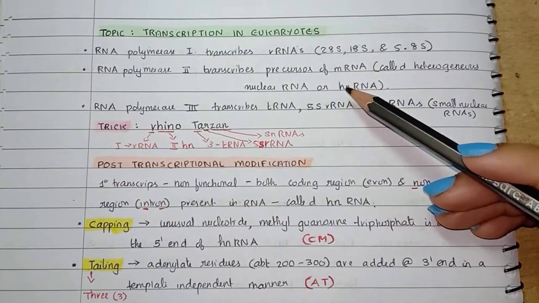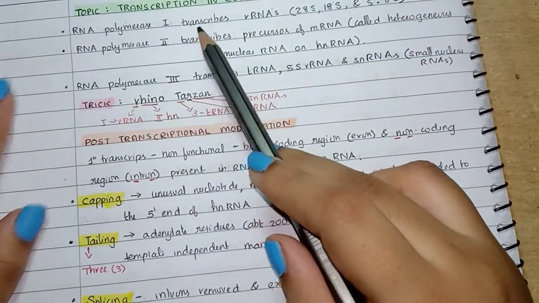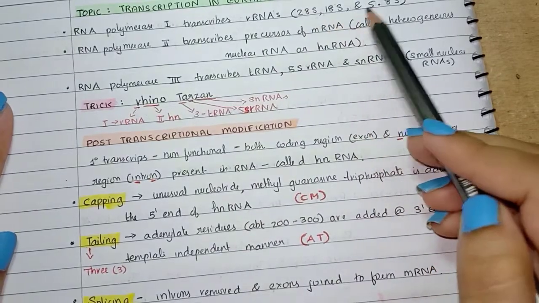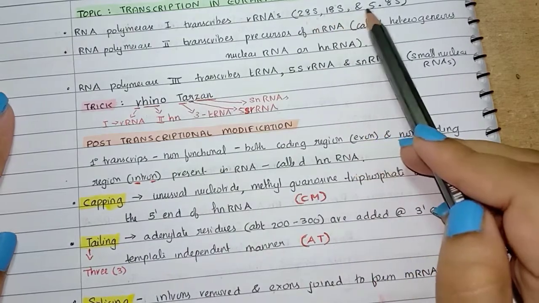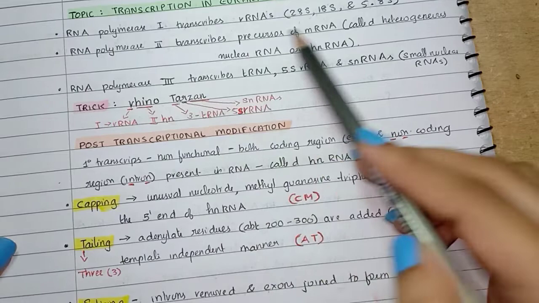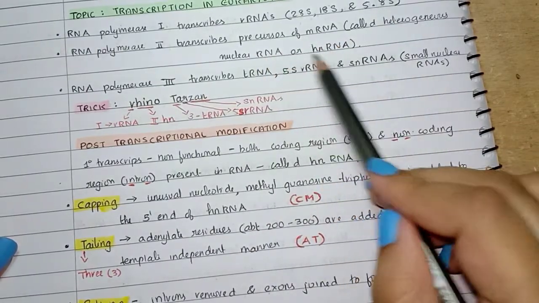Our next topic is transcription in eukaryotes. RNA polymerase 1 transcribes rRNAs, that is 28S, 18S and 5.8S. You have to remember this: 28S, 18S and 5.8S. Then RNA polymerase 2 transcribes a precursor of mRNA called heterogeneous nuclear RNA, or hnRNA.